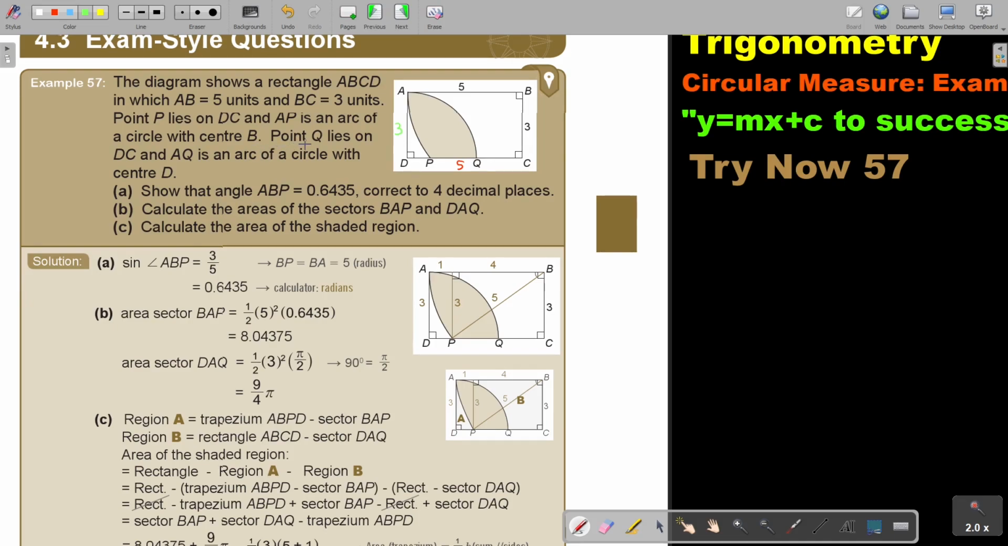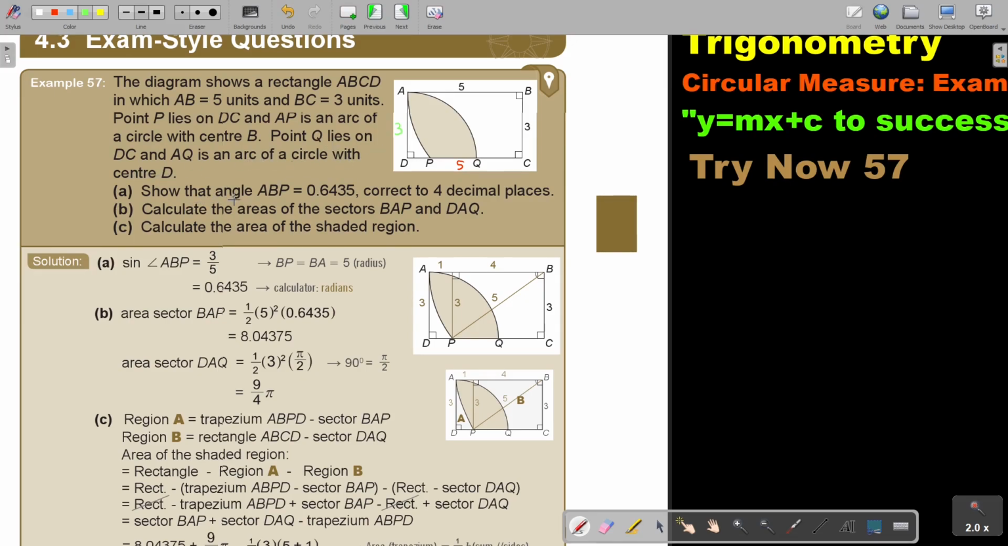Okay, so point Q lies on DC. Where is Q? Q lies on DC, and AQ is an arc with center D. So again, that's an arc. If this radius is 3, then up to there will be 3, and up to there will be 5. Okay, so with center D.